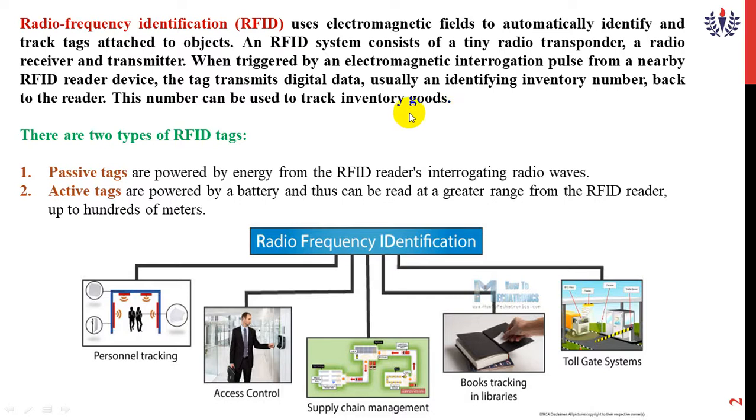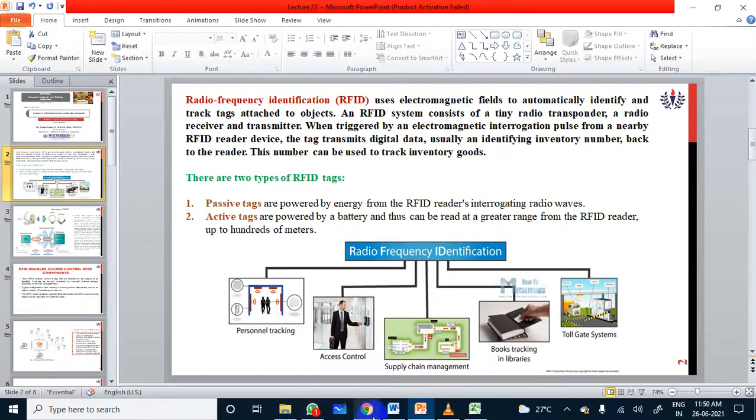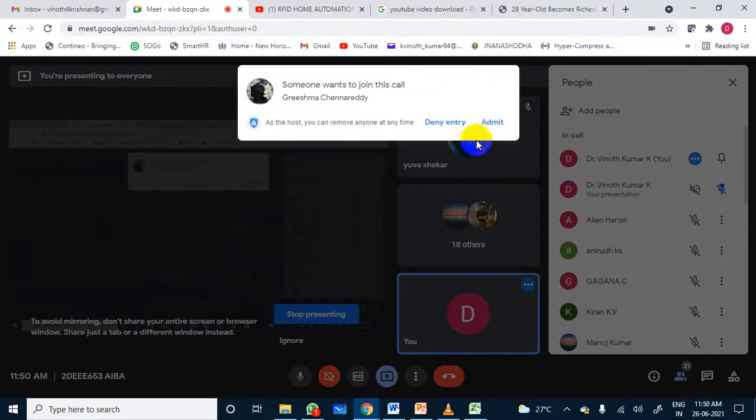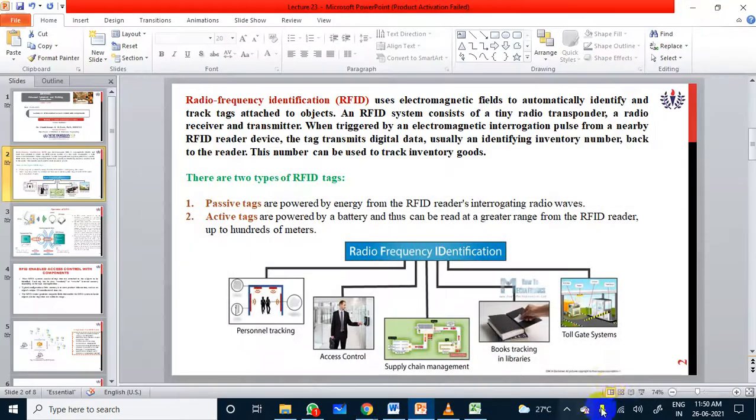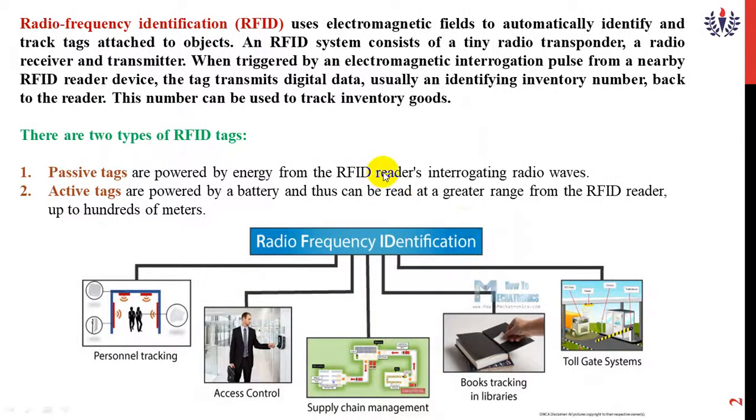There are two types of RFID tags available: passive tags and active tags. Passive tags are powered by energy from the RFID reader's radio waves. Active tags are powered by a battery and thus can be read at a greater range, from 1 megahertz from an RFID reader up to hundreds of meters.